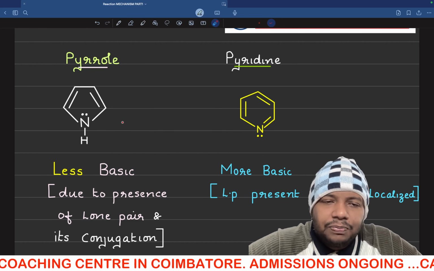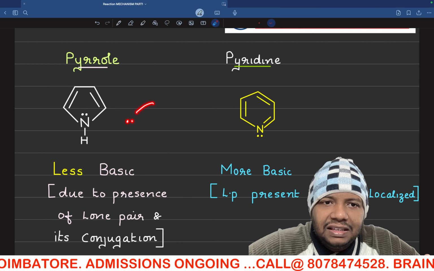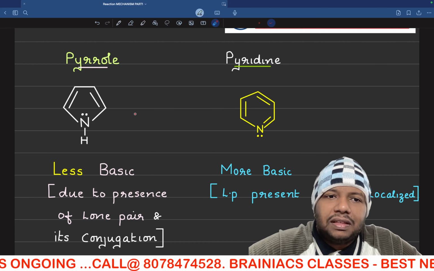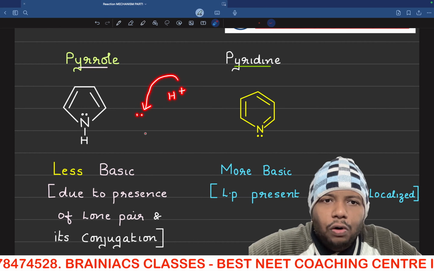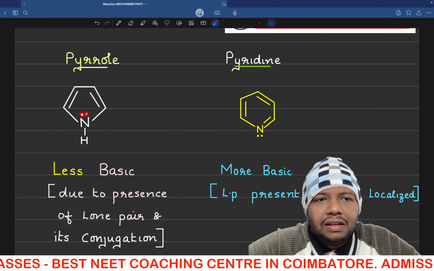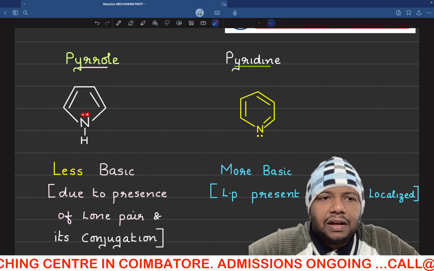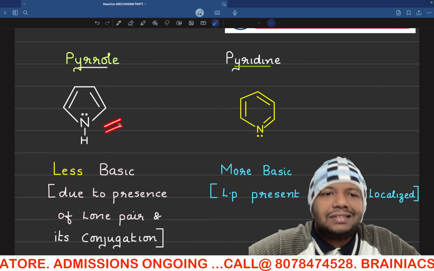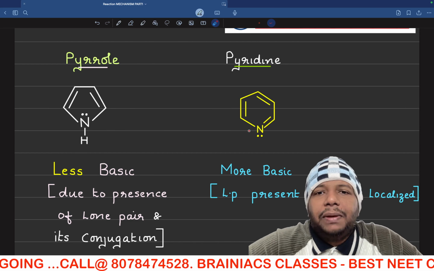Why? Because the lone pair should be localized. If it is available at a fixed position, then it can easily attract the H plus. You will say some compound is more basic if that compound is capable of accepting the H plus very fast, or if it can donate the lone pair very easily. But here we can see the lone pair is in movement. It keeps on moving actually. So because this lone pair is involved in resonance, pyrrole is less basic.